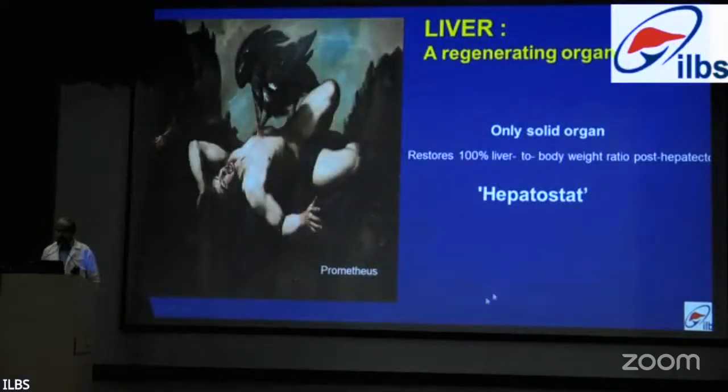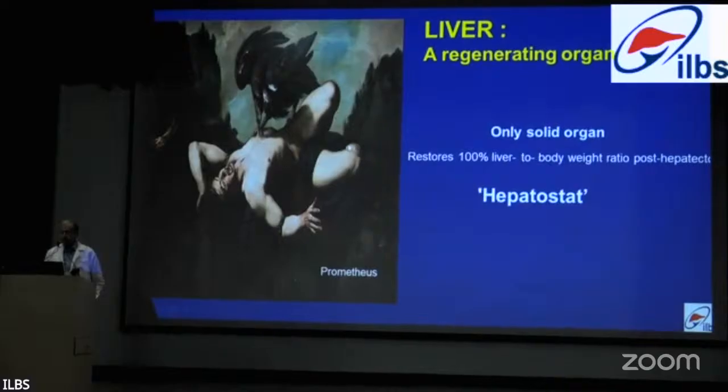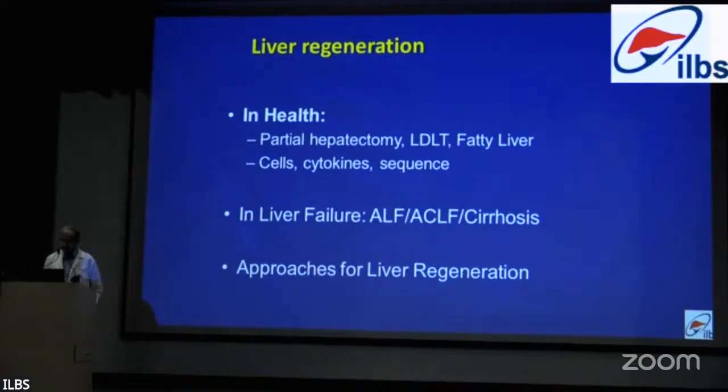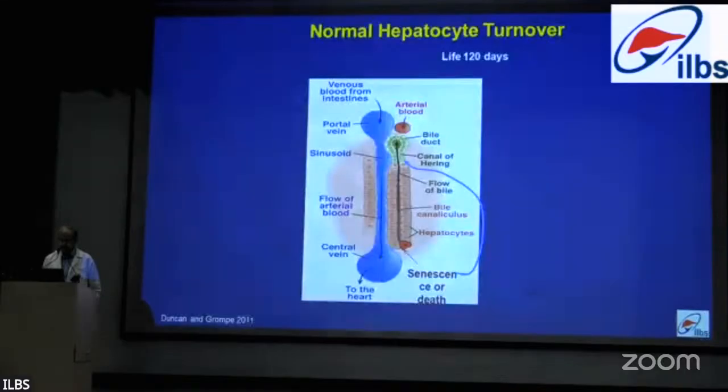Liver is a regenerating organ singularly gifted to restore 100% of weight and body ratio post hepatectomy. This phenomenon is called hepatostat. And Prometheus was punished by the god so that during the day the vultures would nibble at the liver, then in the night after rest, the liver would regrow. I'll try and cover with you a little bit of the basic science, maybe 1% of all, in partial hepatectomy, LDLD, fatty liver, cytokines, and the sequences.